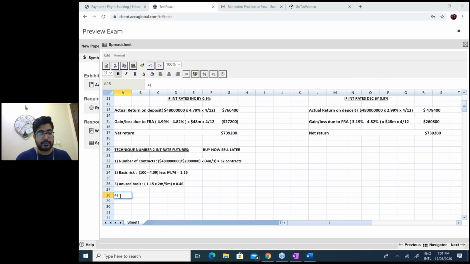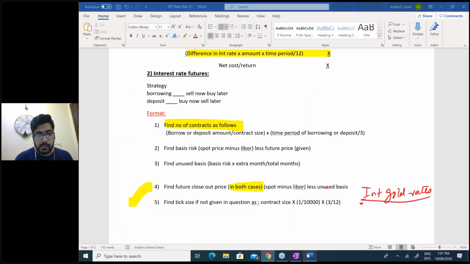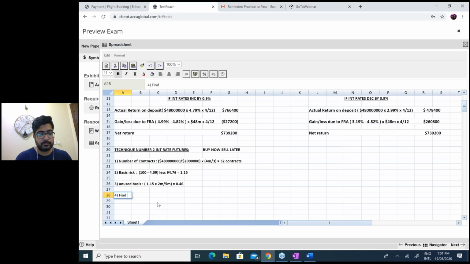So now the step 4. Step 4 states, find future closeout price in both cases. Okay. You need to find future closeout price in both cases. What are the 2 cases? There are 2 cases in the question.